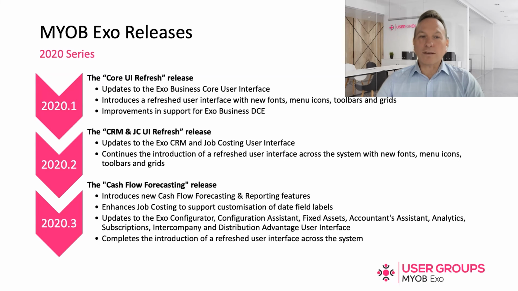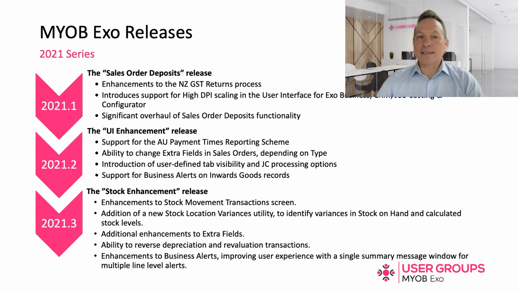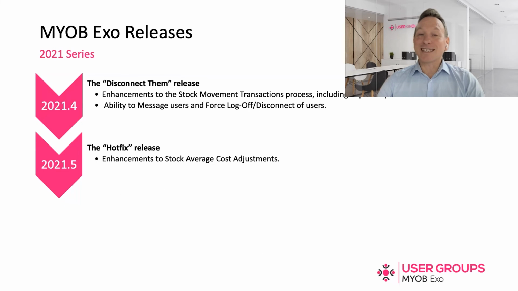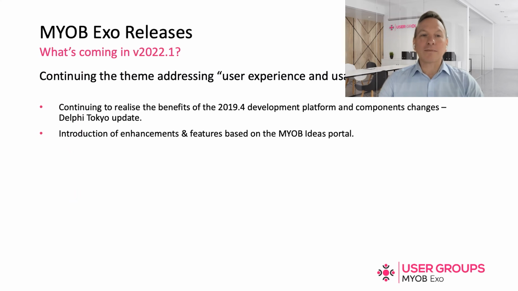Coming into 2021, we've seen 5 releases, really focused around finishing off some of the user interface improvements, some big feature drops around sales order deposits, stock enhancements, in particular the ability to manage stock movement transactions. The new disconnect release with our disconnect or forced log off of users, and some improvements in 2021.5, just with some hot fixes to fix a couple of issues with stock average cost adjustments that came into play.